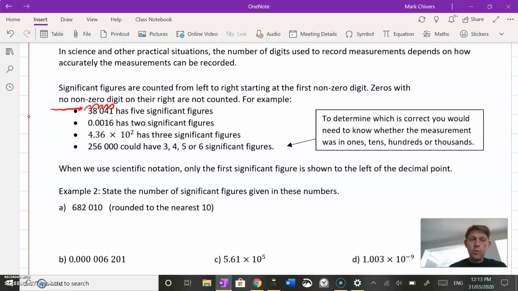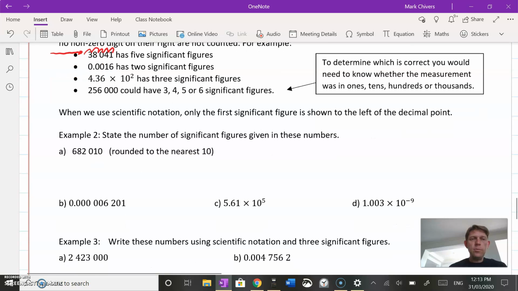So the second example has 2 significant figures because I don't care about all these zeros that I run into until I start hitting something other than 0. So 1 and 6 are our 2 significant figures there. In the third example, that's in scientific notation, it has 3 significant figures. It has the 1 before the decimal point and the 2 after.